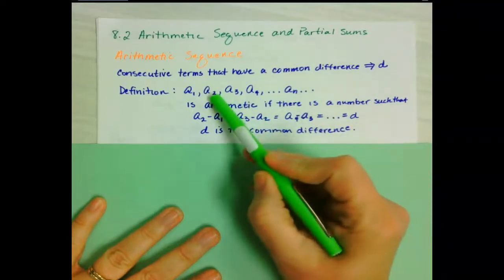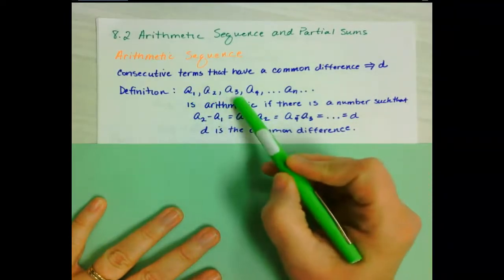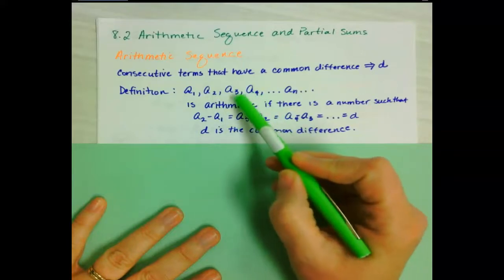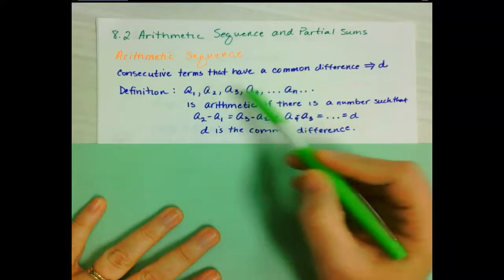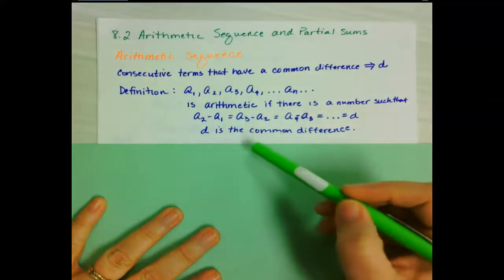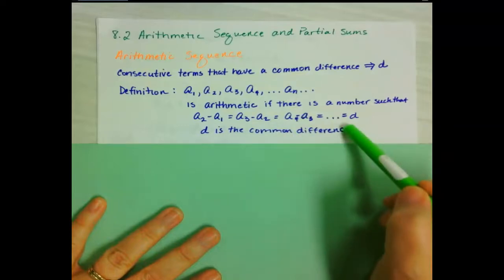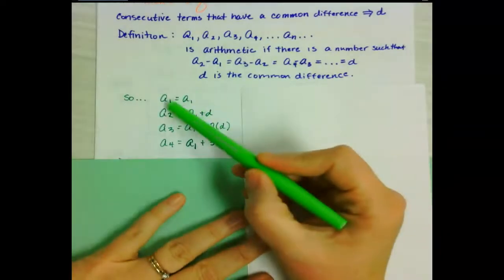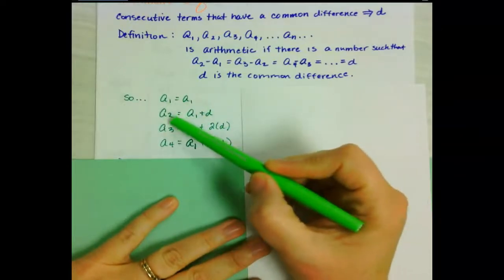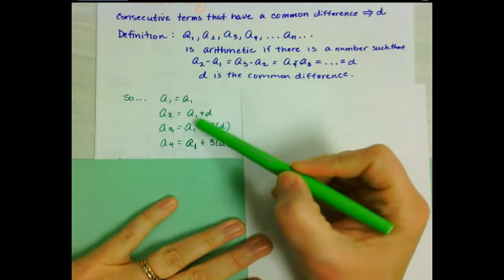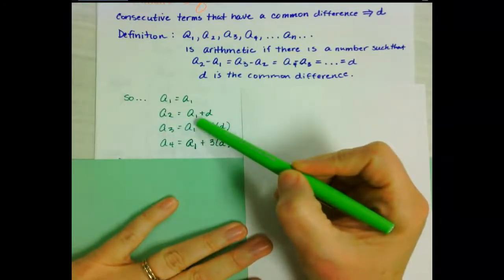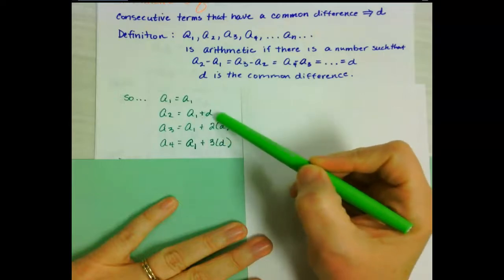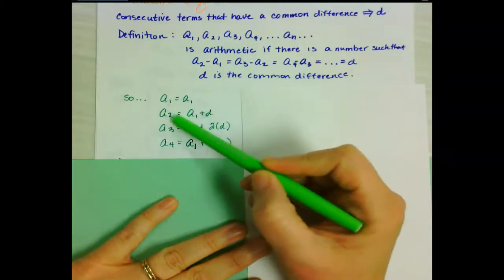But if I take the second term minus the first term, the third term minus the second term, the fourth term minus the third term, and so on, every one of those differences will be the same. And that's what the common difference is. So as I look at this pattern, if a sub 1 is my first term and a sub 2 is my second term, then I should be able to take whatever is in the position of my first term and add whatever that common difference is to it, and that would get me whatever a sub 2 is.